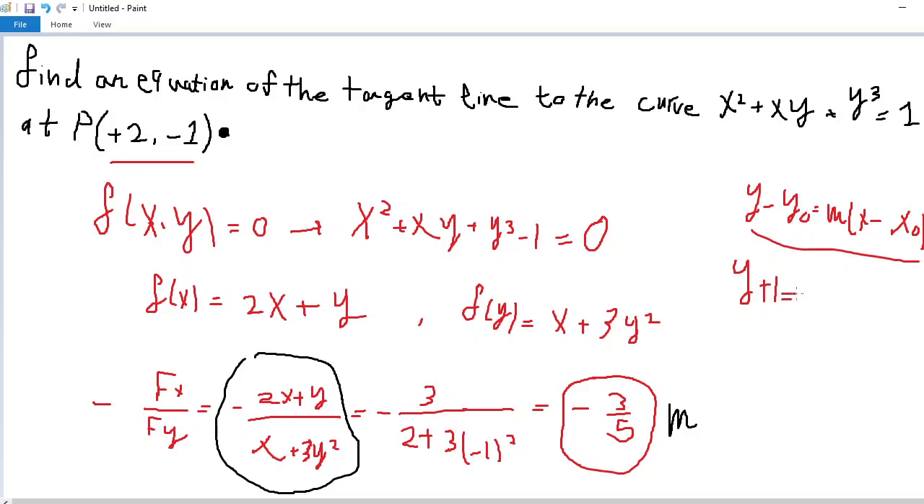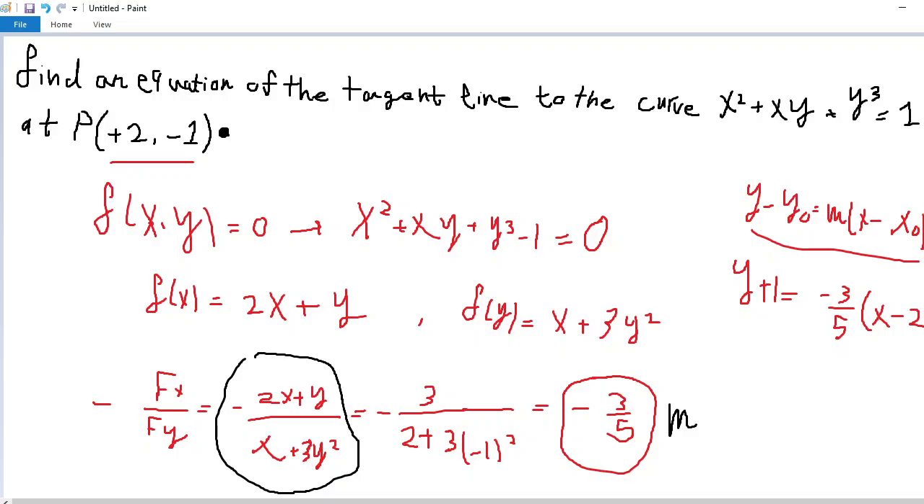It's going to be equal to, the m here is negative 3 over 5, then x minus, or negative, yeah, then here negative 2. So this is the final solution.